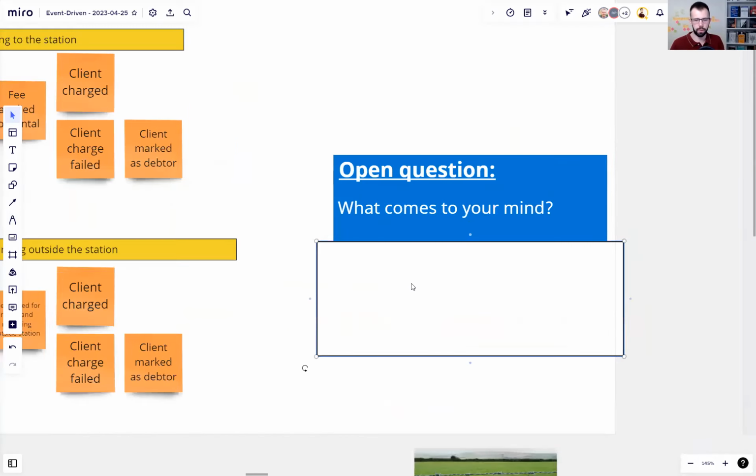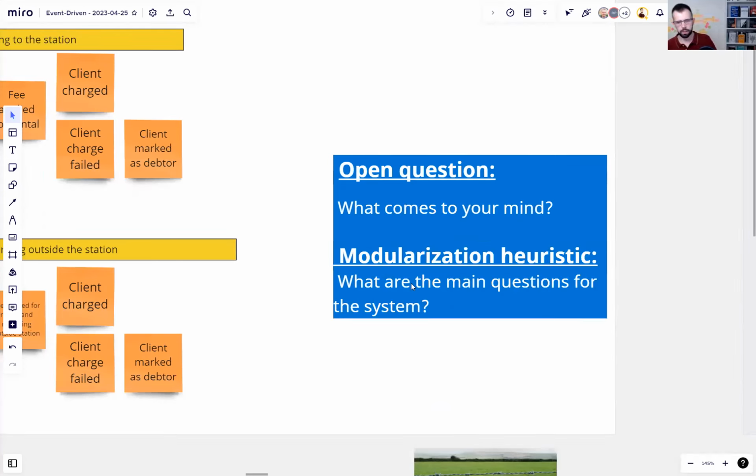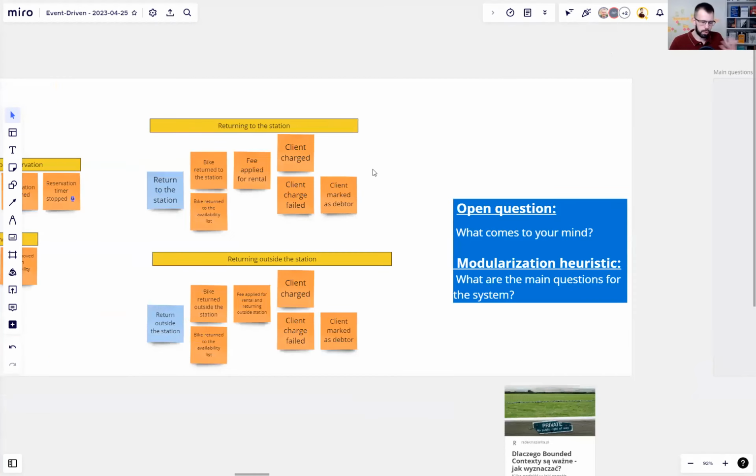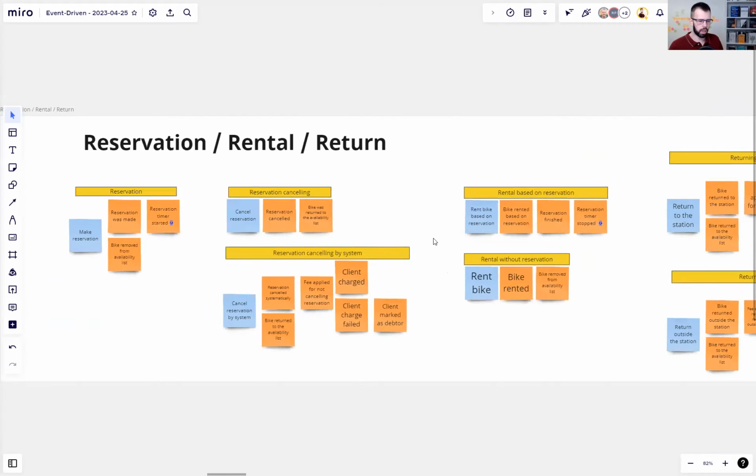So the first heuristic that we can use to start our modularization is about the main questions. What we can do right now is ask what the main questions are that we can ask our system, to check which events help us answer these questions. What are the main sources of truth that we want to ask our questions about? And it's an open question to you once again: what main questions could we ask about the system, when you have these processes?